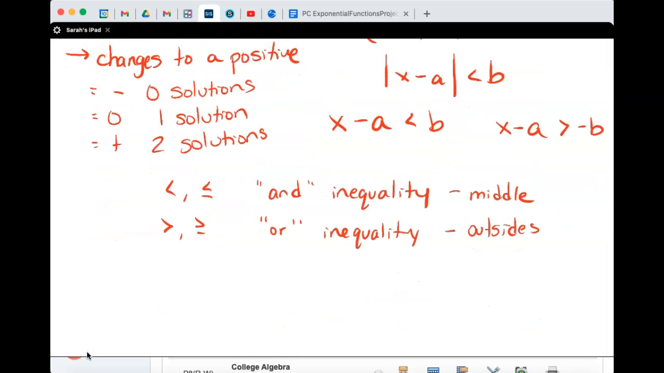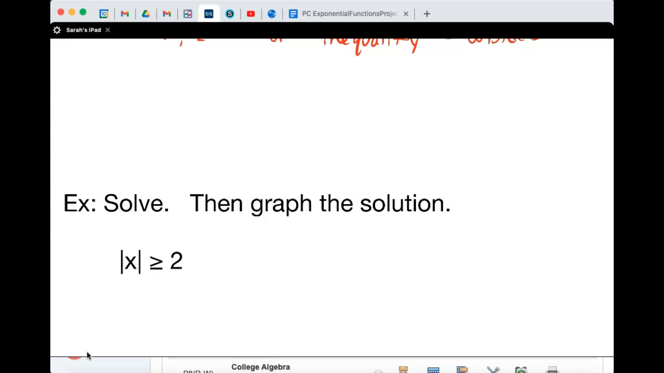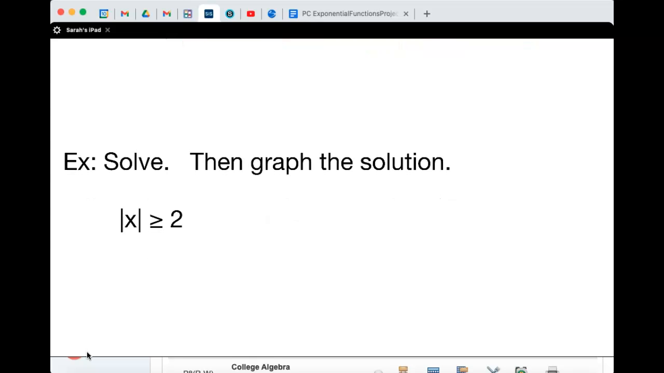Are we good? Okay. So here's this one. I would like to solve it. So either you can start by saying, is it an and or an or, or you can write your two inequalities down to solve the absolute value. So if it's greater than or equal to, is this an and inequality or an or? So I know I'm shading the outsides at least. And then if I want to get rid of the absolute value, I have to write two inequalities down. What is one of those?